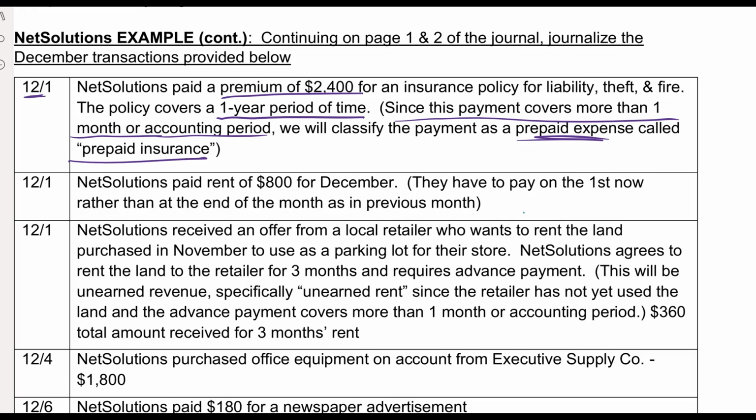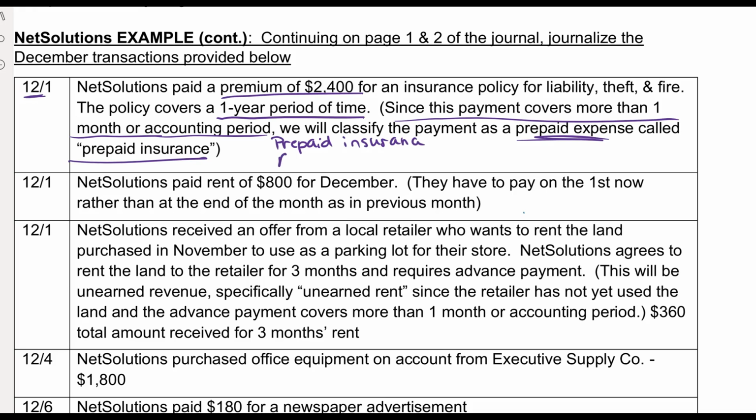So the policy is going to cover Net Solutions from December 1st of this year to November 30th of next year. So we're not going to show expense in the whole at one time. We'll show 1 month worth of expense at the end of every month, and we will do that entry in the next part that we get to. I believe it's in the next chapter where we do adjusting entries. So for now, we're just going to put it in an asset account called prepaid insurance.